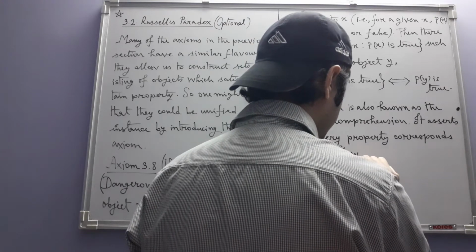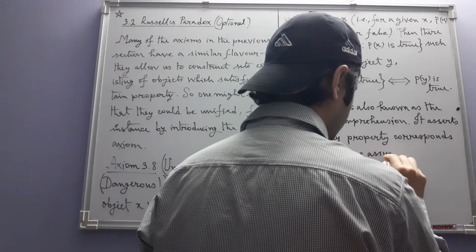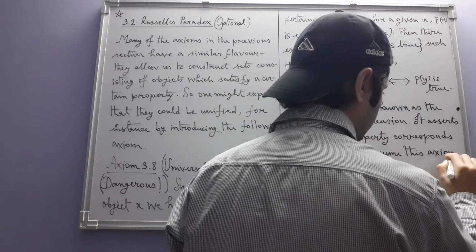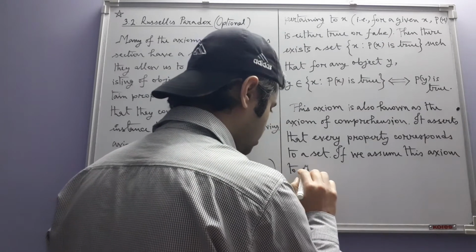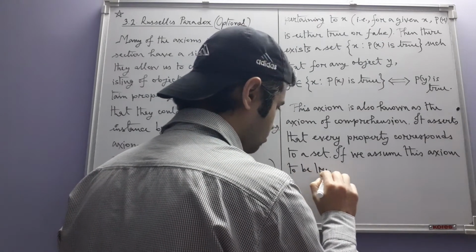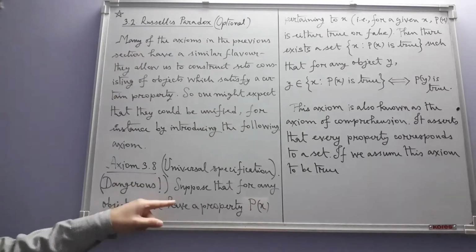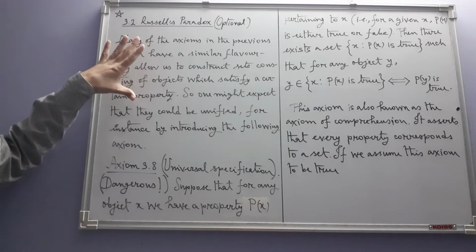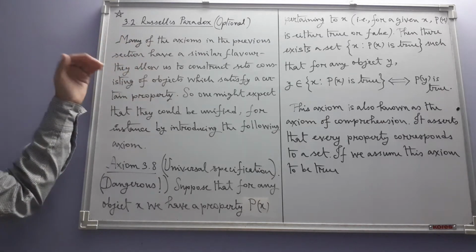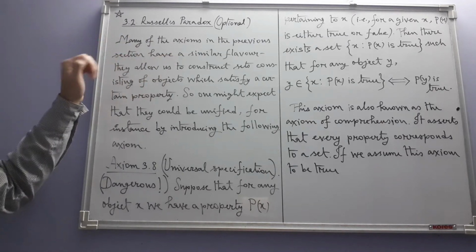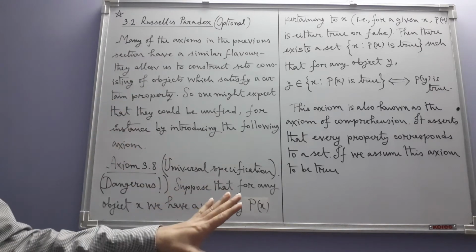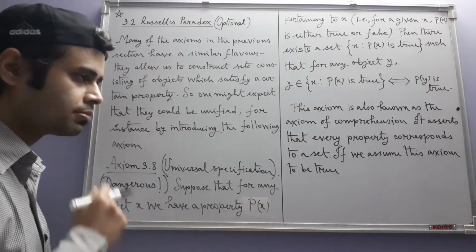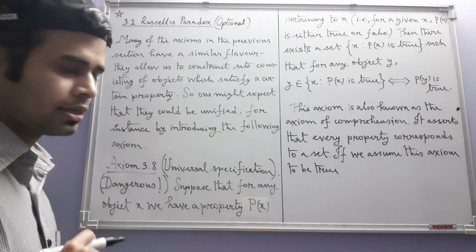If we assume this axiom to be true, keep in mind that the motivation for creating this axiom is the observation that many of our previous axioms have a similar flavor. So with that in mind, we have created this axiom. Now we want to see where this takes us.